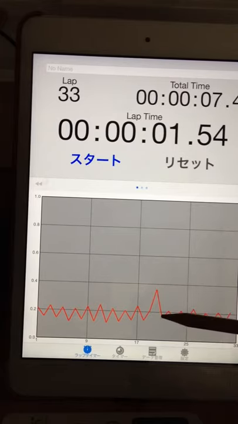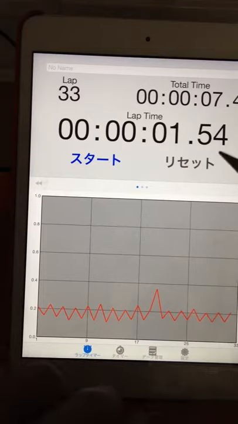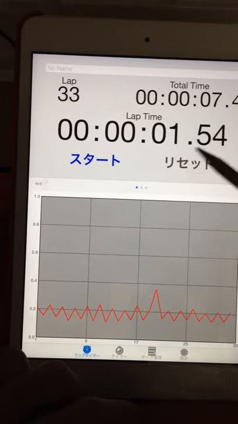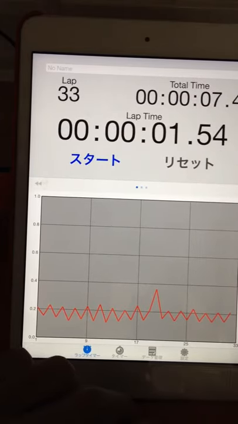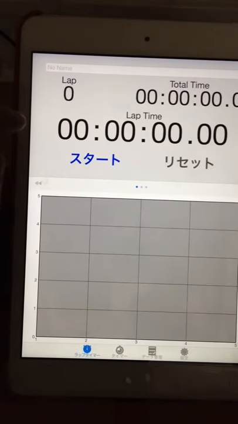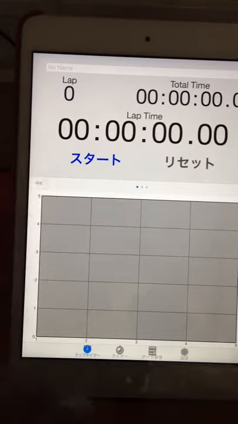Front, back, front. Back, front, back, front, back, front, back, front, back. And last lap. Reset, restart.